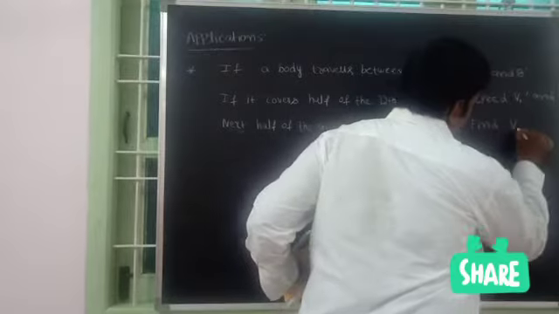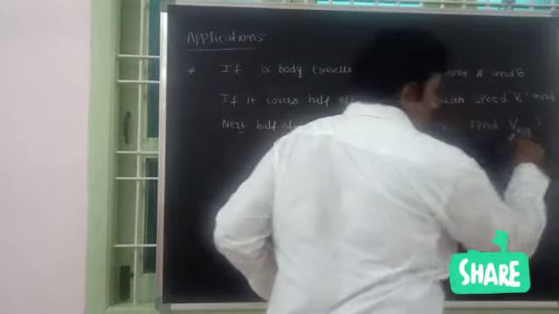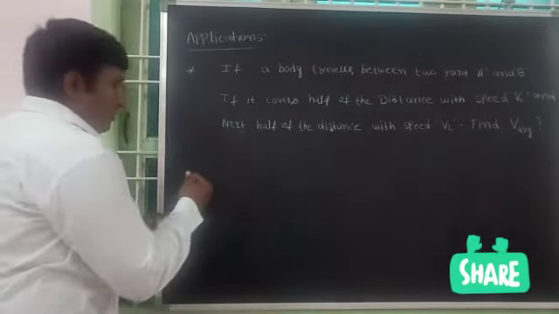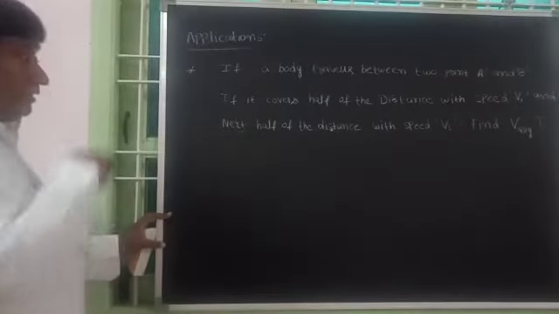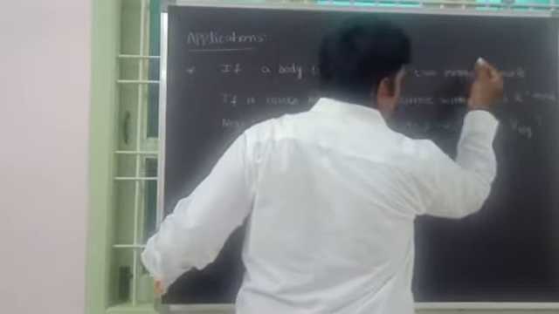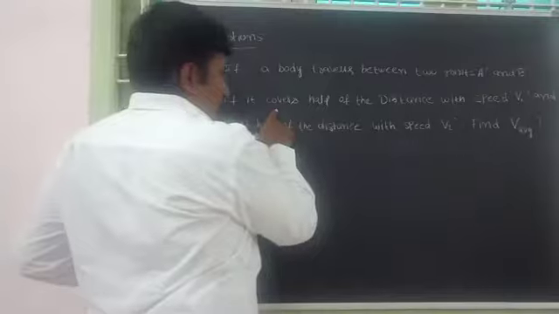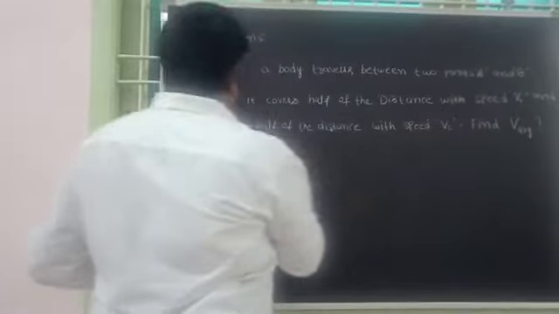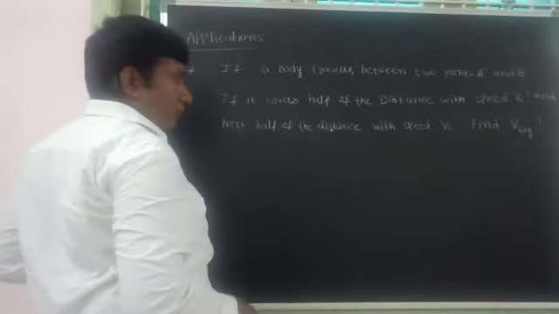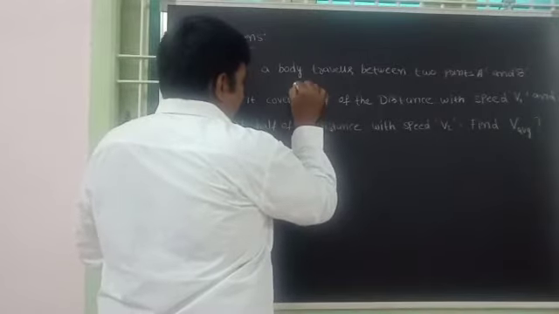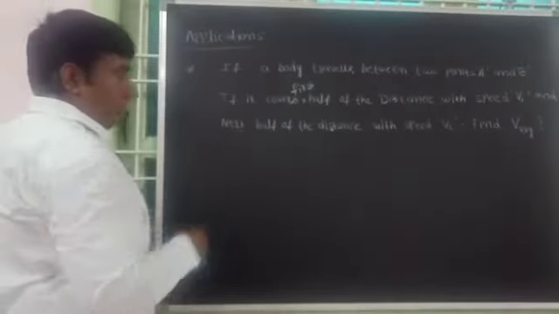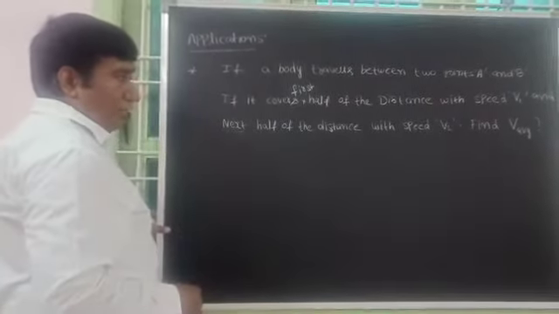Find average speed. We can write this as V average. First, try to understand the application. If a body travels between two points A and B, and it covers the first half of the distance with speed v1 and the next half of the distance with speed v2, we have to find the average speed.